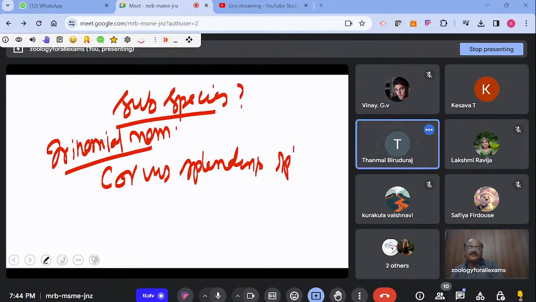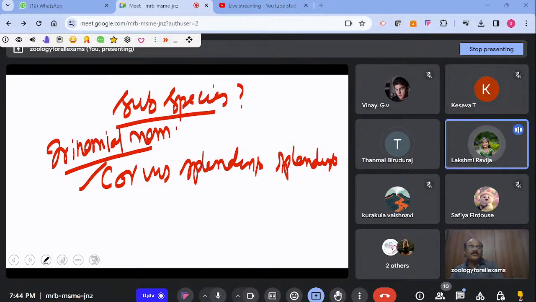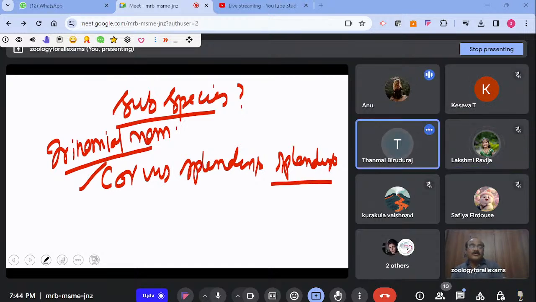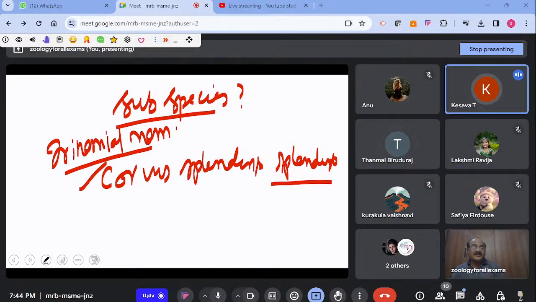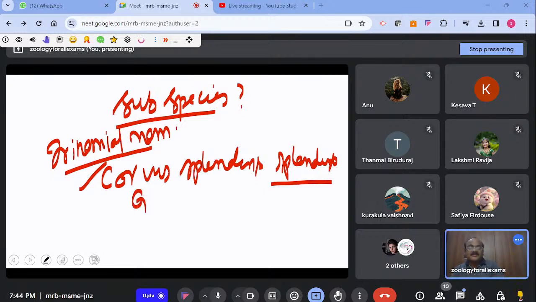Only one. Naja naja, sir. In Corvus. Sir, Naja naja, it's a taxonomy, sir. Taxonomy. Yes, yes, yes. Sorry, sir. I am not asking about Naja naja. Corvus splendens: this is the generic name, this is the specific name, and this is the subspecies name. So this species has only one subspecies or more than one?